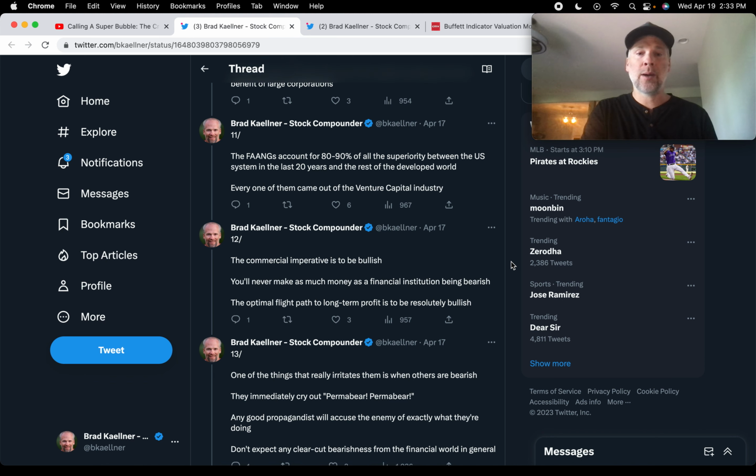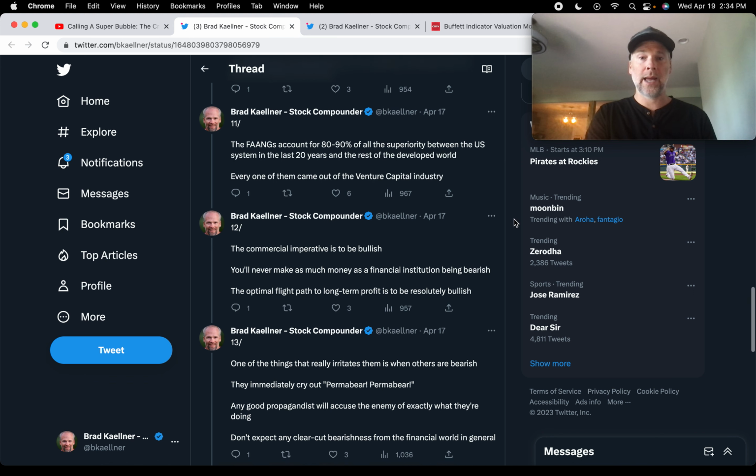The FANGs, and I would throw Microsoft in here as well. FANG'em is what Damodaran has labeled that. Account for 80 to 90% of all the superiority between the US system in the last 20 years and the rest of the developed world. Okay, so it's really the big tech companies in the US where virtually all of the outperformance has come from. And every one of these companies came out of the VC industry. Now, Grantham is very involved in the VC industry for tackling some of these problems we're going to get to in a minute here.